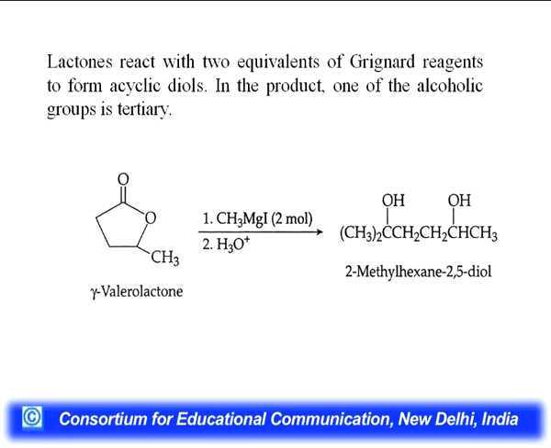In the product, one of the alcoholic groups is tertiary. So, you can see the example: gamma valeriolactone when it reacts with methyl magnesium iodide, here we are taking 2 moles as we have discussed in the last slide also, and subsequent hydrolysis will give you 2-methylhexane-2,5-diol. And you can also see the tertiary alcohol, that is the left terminal.